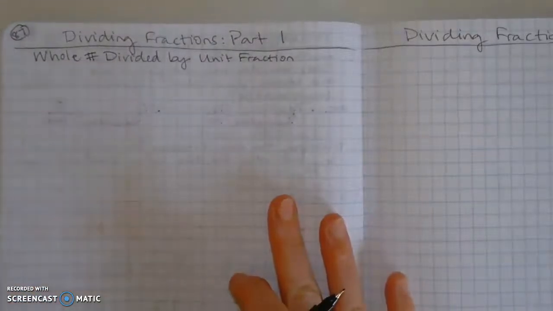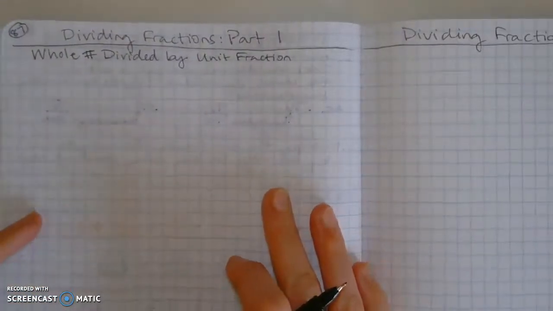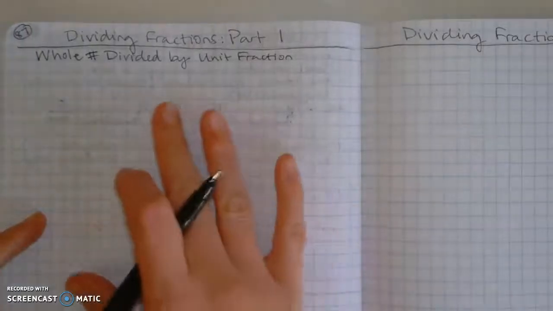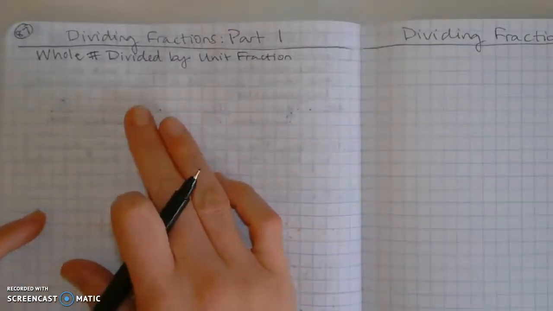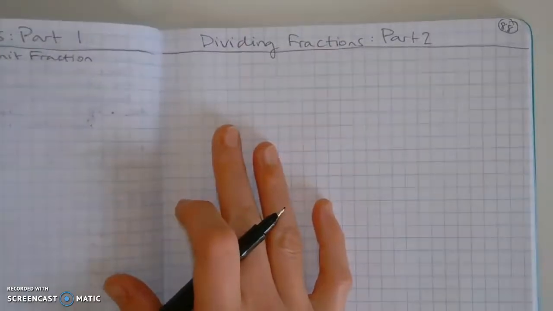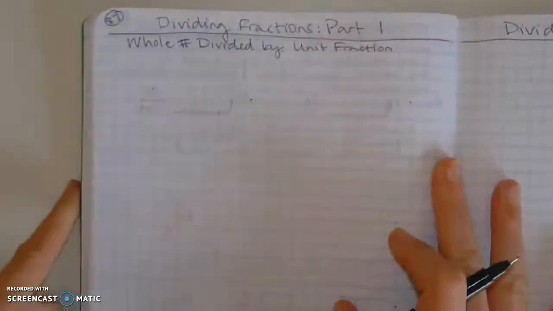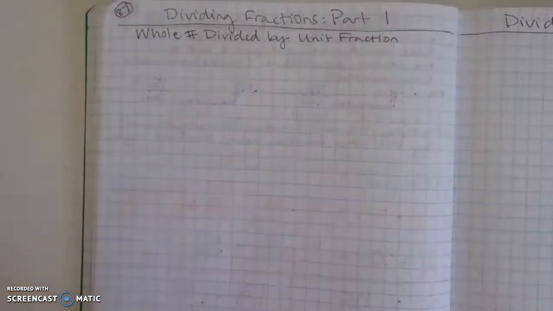So on page 87, you're going to title the top of this page Dividing Fractions Part 1. And then I'm going to show you how to do whole number divided by unit fraction. On page 88, you're going to be doing Dividing Fractions Part 2. And when we get there, I will have you head that one also. Okay. So a couple things before we start.